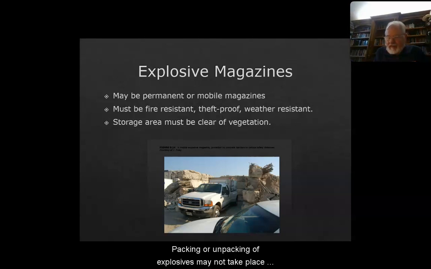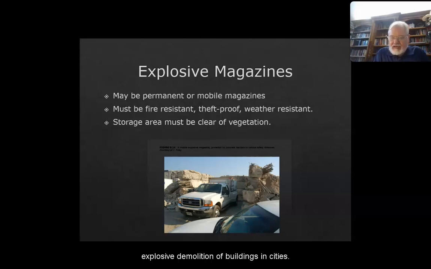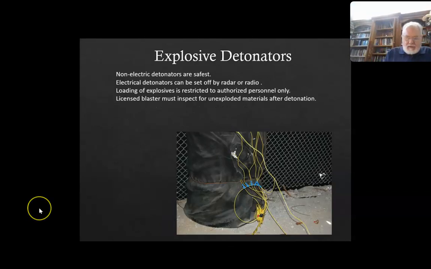Packing or unpacking of explosives may not take place within 50 feet of a magazine, and all tools must be made of non-ferrous or non-sparking metals. The American Table of Distances regulates the explosive storage in relation to buildings, public streets and highways, and other explosive magazines. Barricades around the magazine allow certain reductions in the safety distances specified in the tables. Distance tables become important during the explosive demolition of buildings and cities.